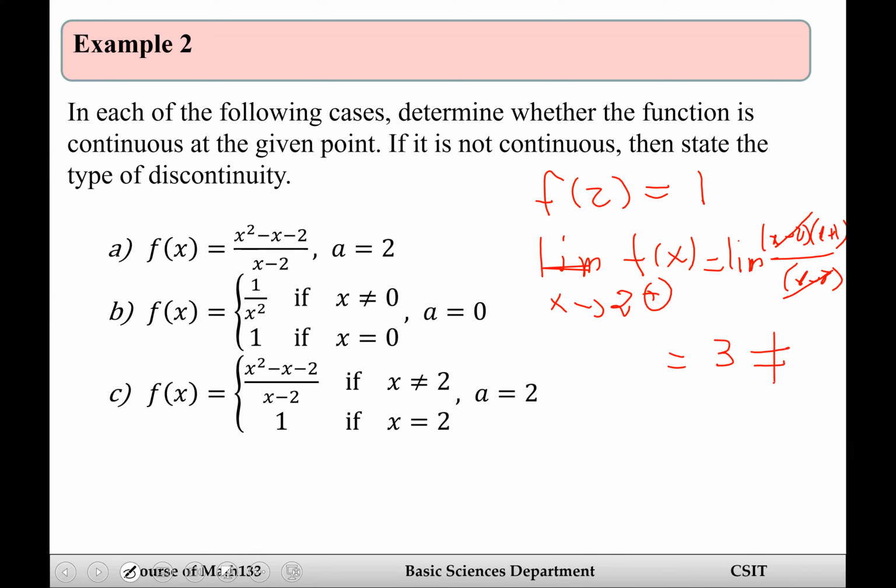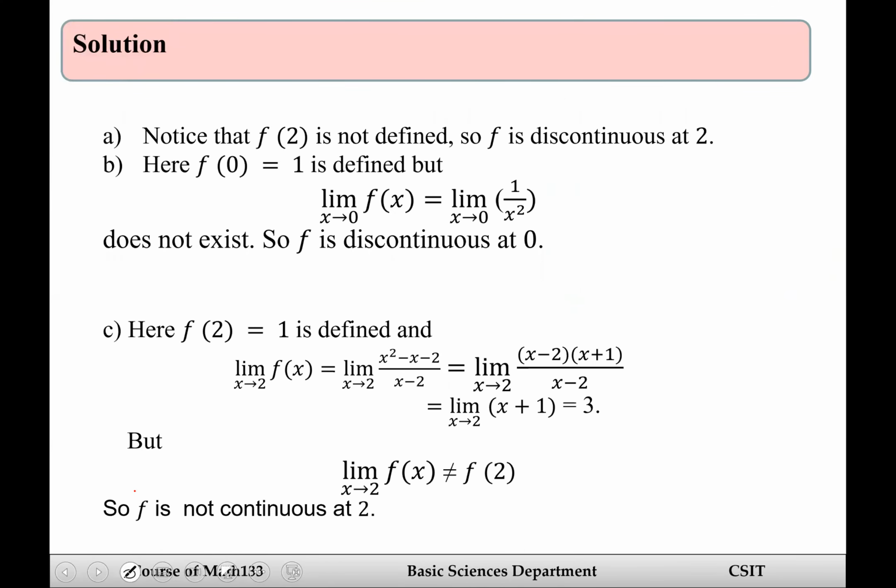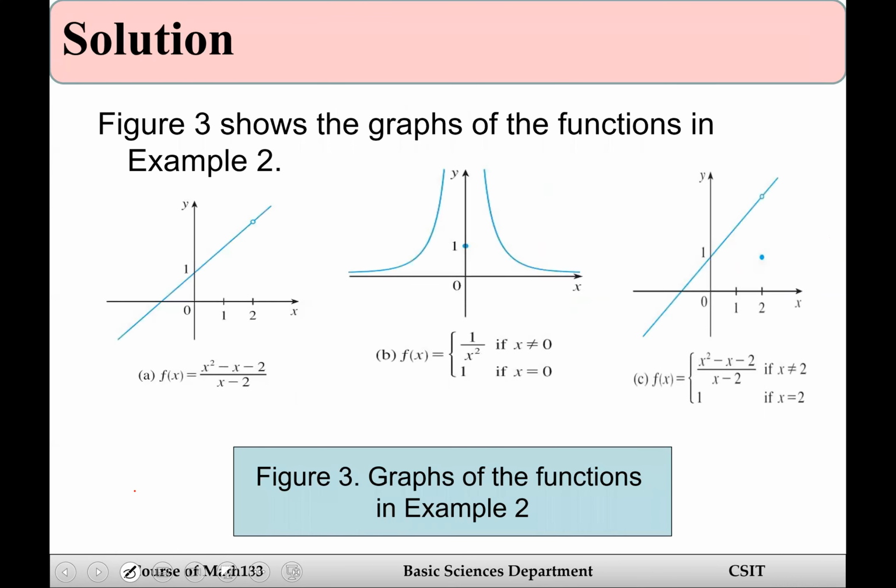And this is different than f of 2, which is 1. So here, again, this is a removable discontinuity. Good. Now, of course, here you have the solutions, and you have even the graphs of the functions. So clearly here it's removable. You see here is an infinite discontinuity. And again here removable, although the function is defined at 2.